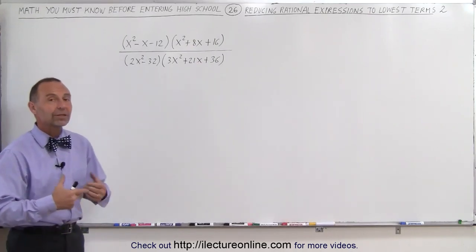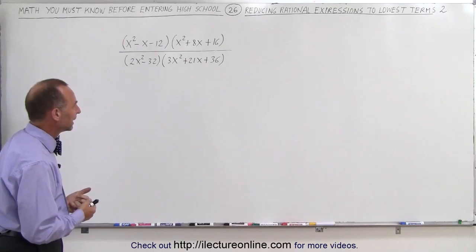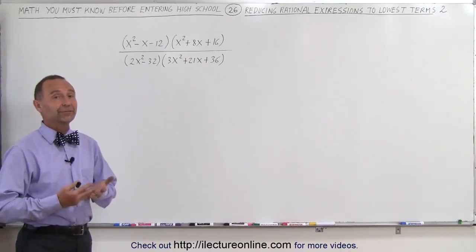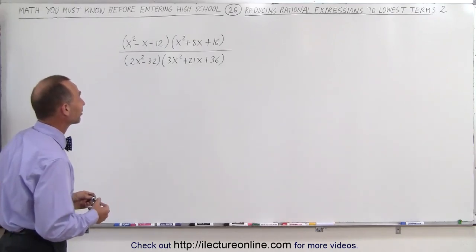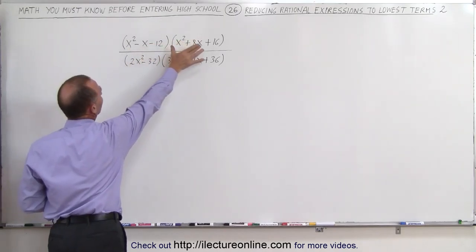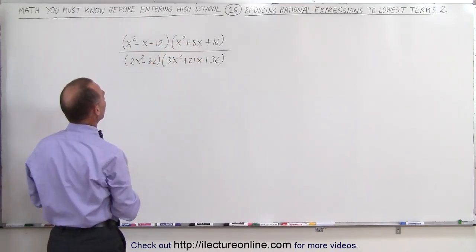Here's our next example where we're trying to reduce this by factoring both the numerator and the denominator and see what common factors we can cancel out. Looks like a very complicated problem, but these are the type of problems that are often very fun because of the cancellation process. So let's see what we can do here. We're going to try to factor this and this and this and this and see what we end up with.